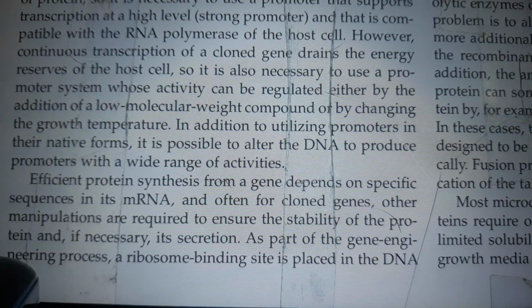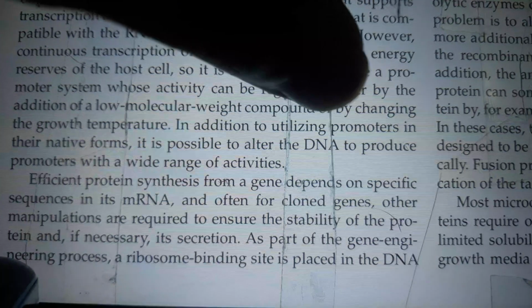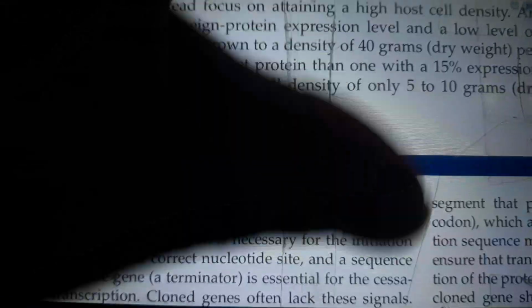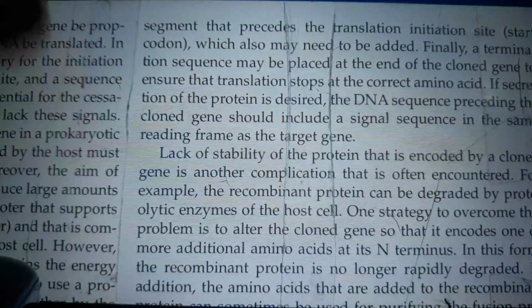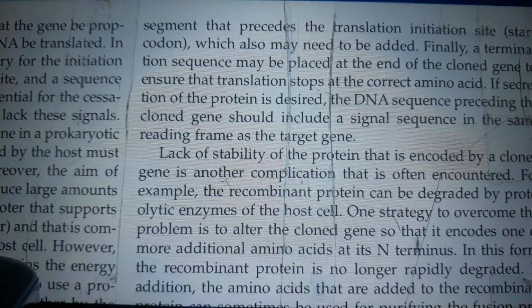Efficient protein synthesis from a gene depends on specific sequences in its mRNA, and often for cloned genes, other manipulations are required to ensure the stability of the protein and, if necessary, its secretion. As part of the gene engineering process, a ribosome binding site is placed in the DNA segment that precedes the translation initiation site, the start codon, which also may need to be added. Finally, a termination sequence may be placed at the end of the cloned gene to ensure that translation stops at the correct amino acid.